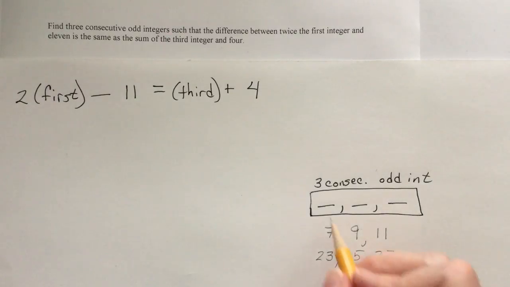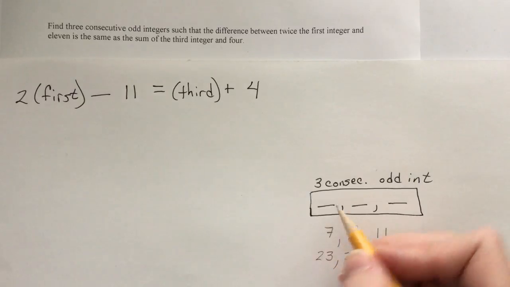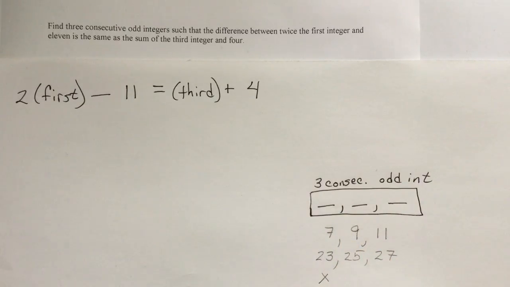So if I started out with any odd integer, say x, what would the next one be? Well, to get from 7 to 9, I added 2. To get from 23 to 25, I added 2. So the next would be x plus 2. How do I get to the third? Well, from 7 to 11, I add 4. From 23 to 27, I add 4. So x to x plus 4. So these are 3 consecutive odd integers just in general form.